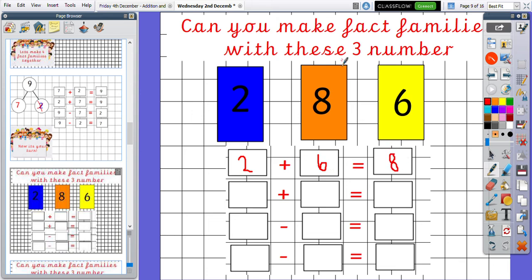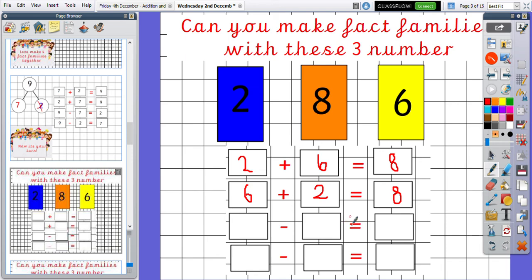Okay, now I've done that once. Now what other numbers can I use to make 8? Now I know it's got to make 8 because it's my biggest number and it's an addition question. My biggest number always comes at the end of my addition question. So rather than doing 2 add 6, I'm now going to do 6 add 2.